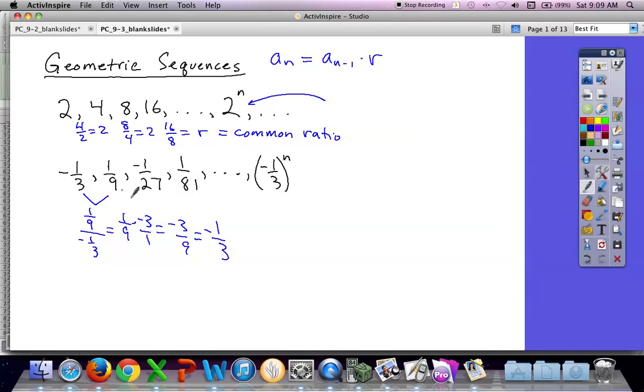We could do that 2 more times here and here, but it'll be negative 1/3. And again, notice in our formula for the nth term in the sequence that it's negative 1/3, which is being raised to the n power. That is the common ratio.